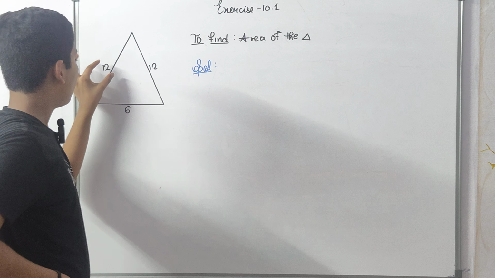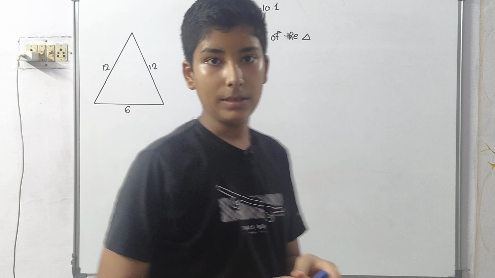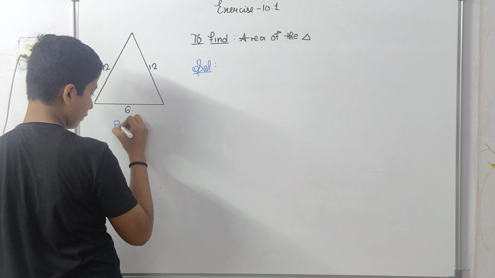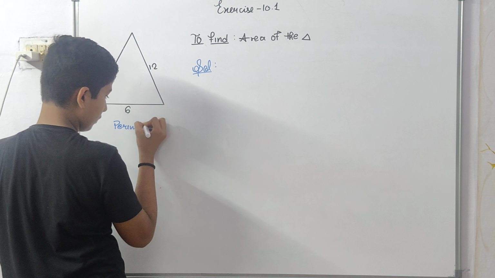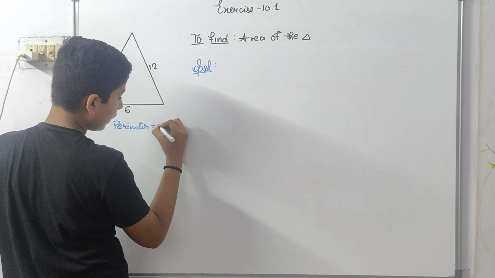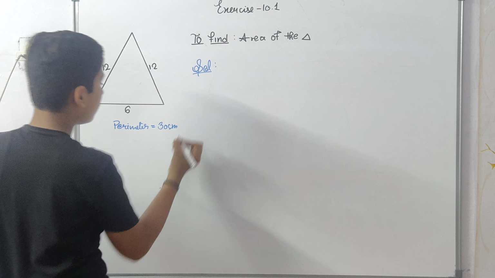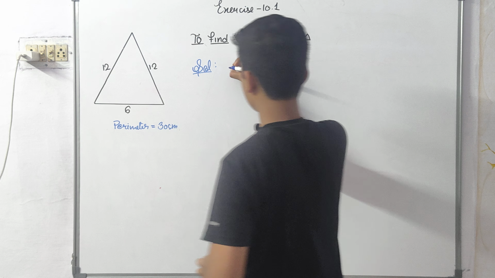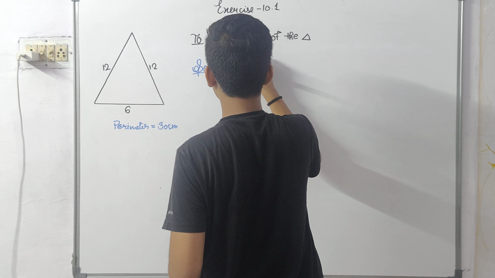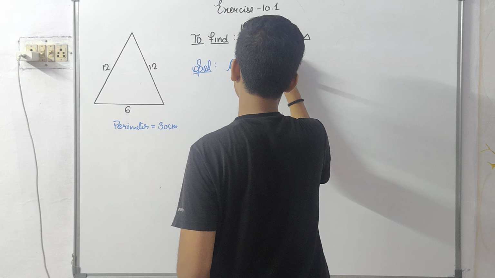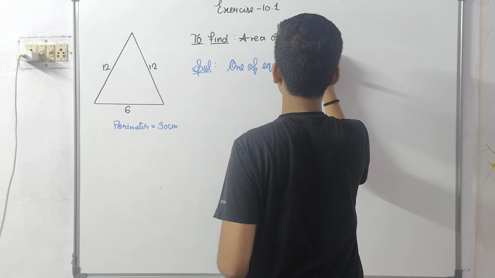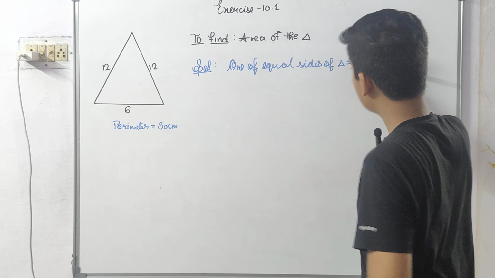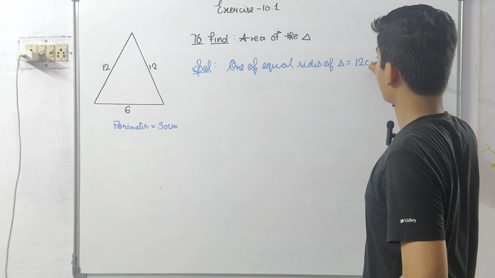Now let's see. Here it is given that there is an isosceles triangle whose perimeter is 30 centimeter. Okay, one side is given, 12. It is isosceles. So one of the equal sides of the triangle equals 12 centimeter.